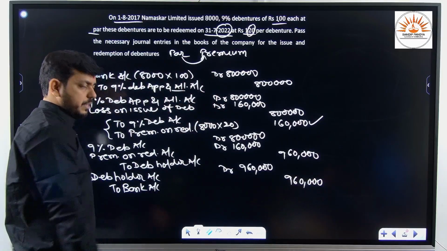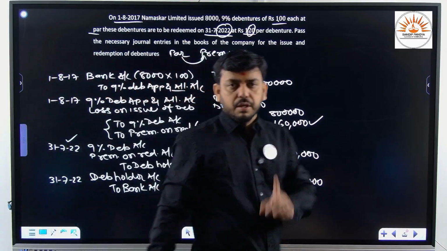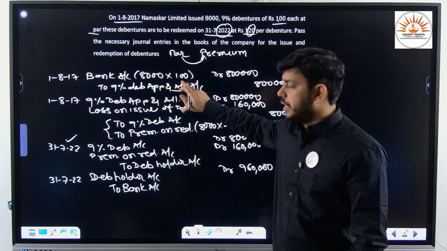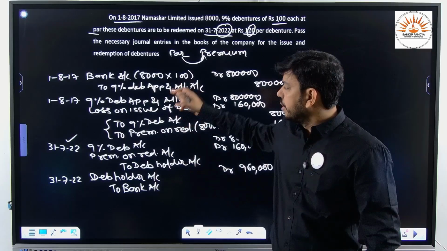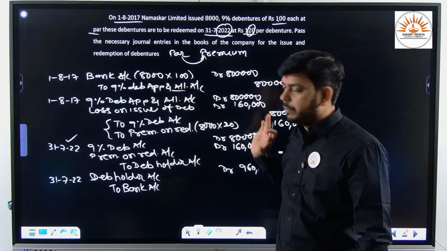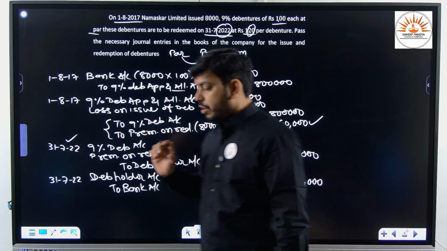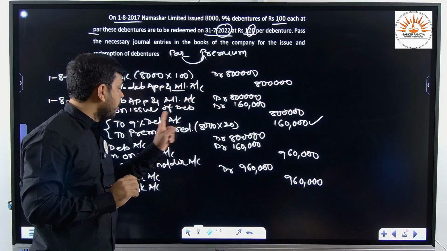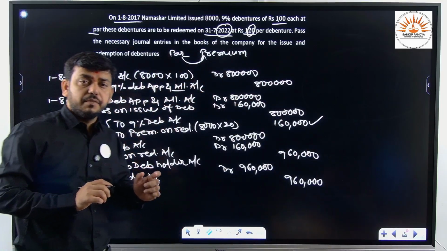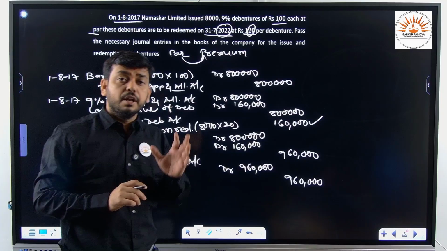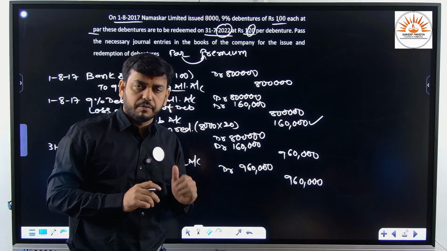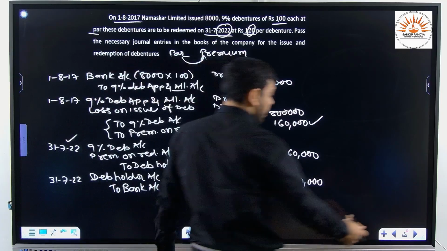Is it clear, friends? Once again, let me remind you. Number one, entry whenever we are receiving application money. When the application account is closed, we shall pass the second entry. Sir, why had we written the application allotment account together? Because we are receiving application and allotment money in a lump sum, not in installments. Fine. So let's move to the next one.